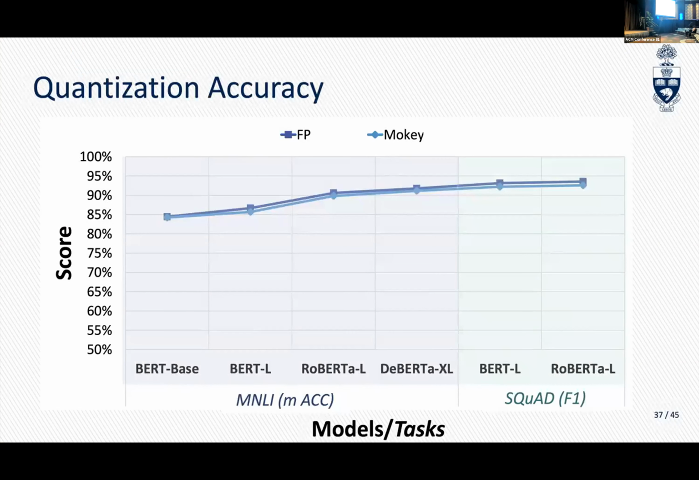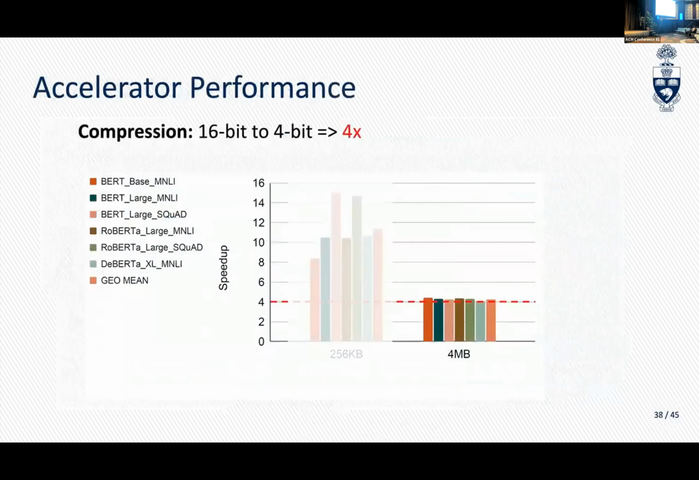This plot shows the effect of quantization on the model's accuracy. On the x-axis, we have various models for two tasks, as an example here, and on the y-axis, we have the score that we get. The darker blue line shows you the baseline accuracy for FP models, and the lighter blue line shows the accuracy for Mokey. And as you can see, Mokey can maintain the accuracy of the baseline model within 1% error.